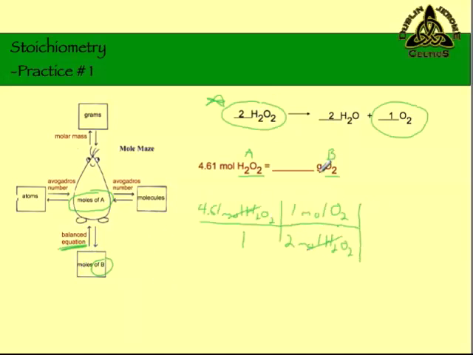Well, I want grams of oxygen, so I'm down here. Well, if I have moles, I can go to grams as well. Just like up here, if I go moles of A to grams of A, I can go moles of B to grams of B. Moles to grams is a really easy conversion. That's the molar mass that we've been doing.